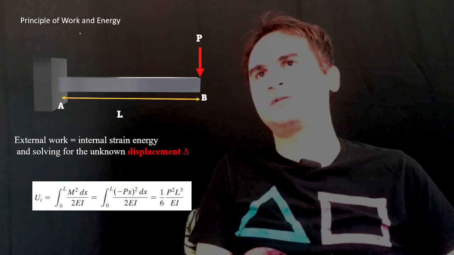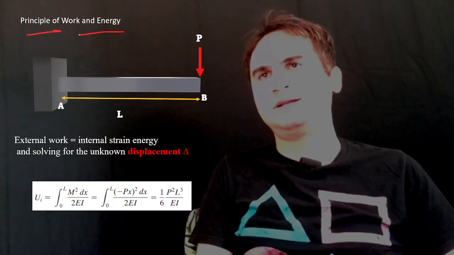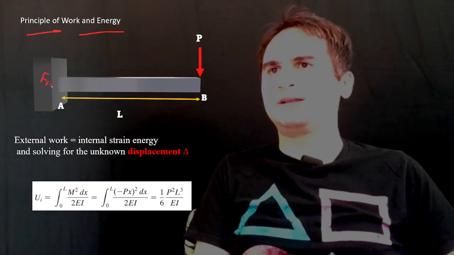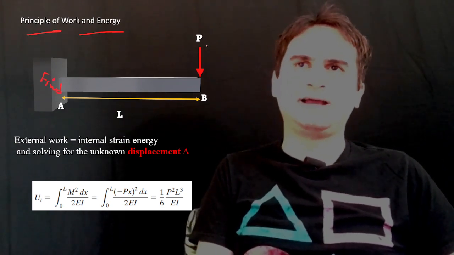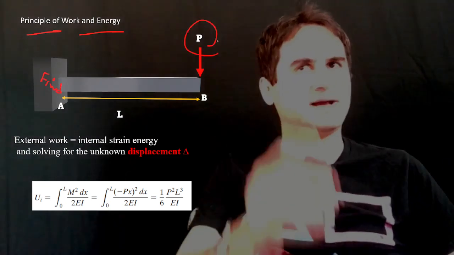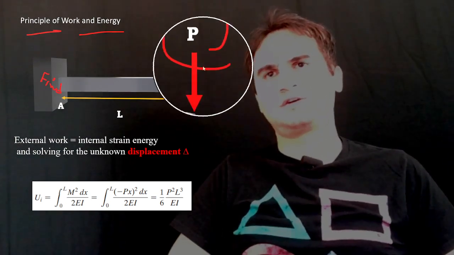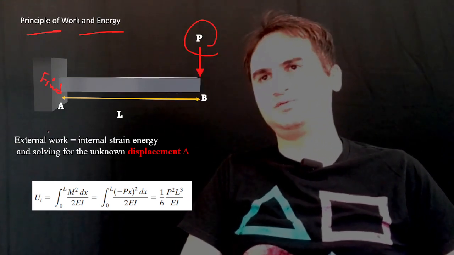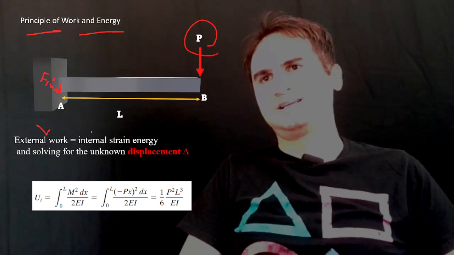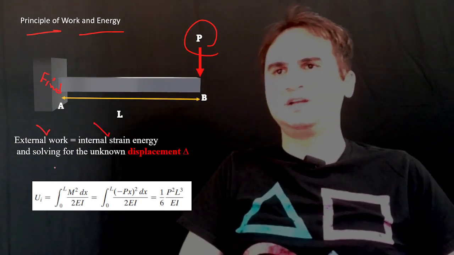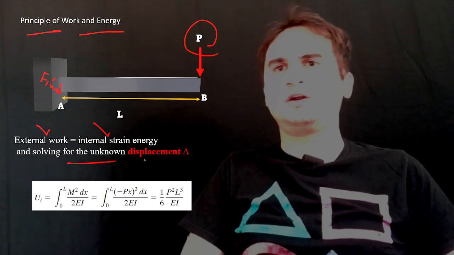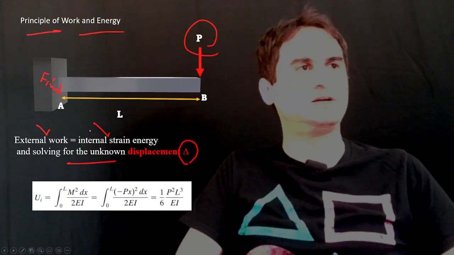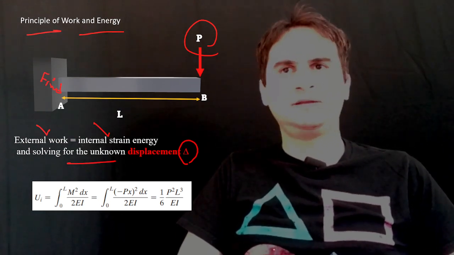If we want to apply the principle of work and energy, for example, to a cantilever beam with fixed support at A and a concentrated load at the end, as you can see here, a point load of P is applied. The external work is converted to internal strain energy, and we want to solve for the unknown delta by equating these two terms, external and internal.